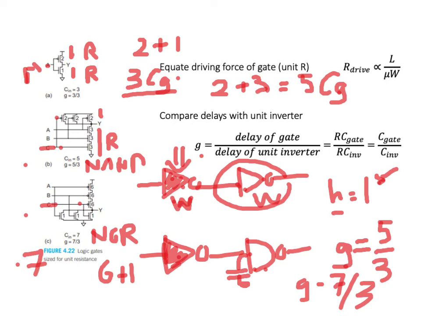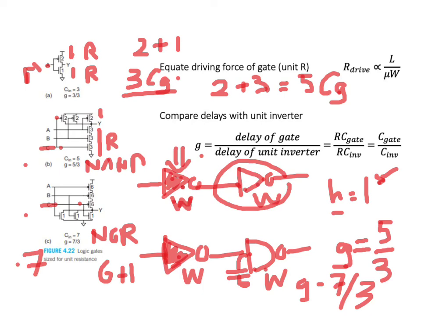What this means is if I take an inverter to drive a NAND gate, the delay of a unit size inverter, an inverter of size W driving a NAND gate of the same size W, is 1.67 times, or 5/3 times, longer than the delay of an inverter of size W driving an inverter of size W.